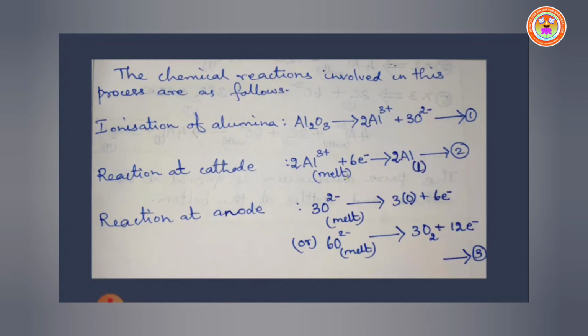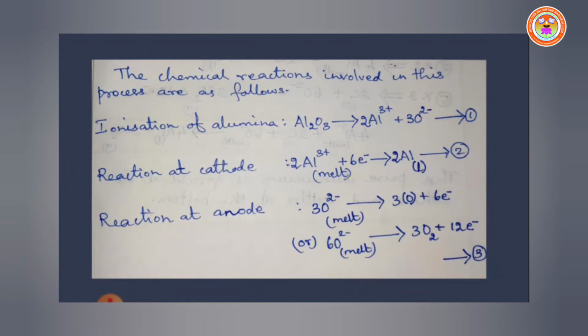The charge of the oxide ion is 2 minus. Alumina is undergoing ionization and ionized into aluminium ion Al3+ and oxide ion O2-. The charge of the aluminium is 3 plus and the charge of the oxide ion is 2 minus. So the balanced equation for the ionization of alumina is Al2O3 gives 2Al3+ plus 3O2-. Let it be equation number 1.